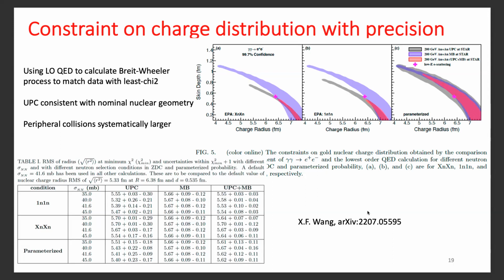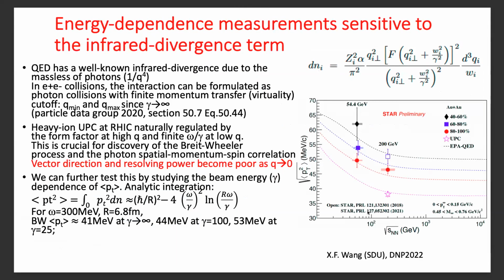So we have to see if more data will be able to actually tell whether it's final state or initial state. By the way, we also changed the NN cross sections to see whether it depends on what nucleon cross section we put in, whether 1N, 1N, and XN, XN. If we calculate the RMS of the radius, you can see the error bar is actually quite small. Instead of this band, if you calculate the RMS, they actually collapse into a much narrower distribution.